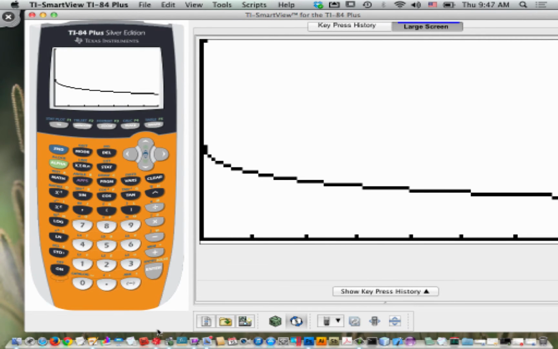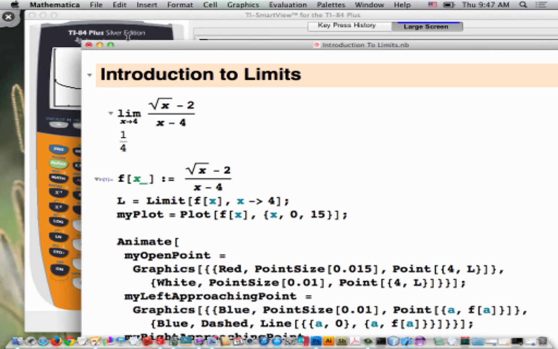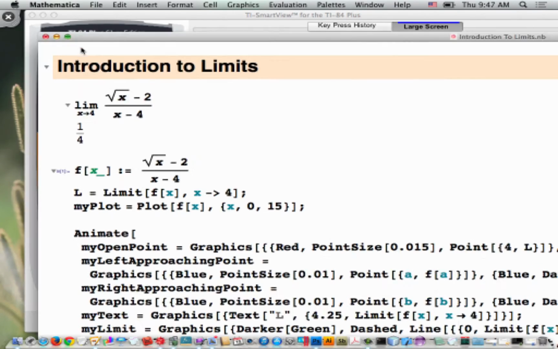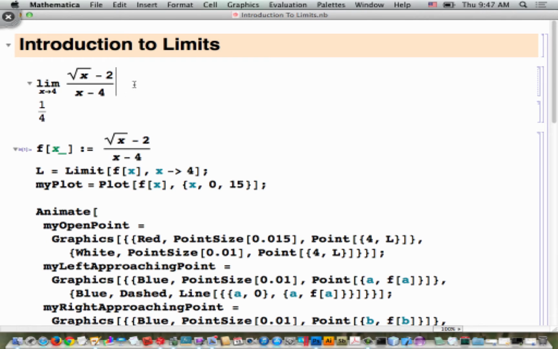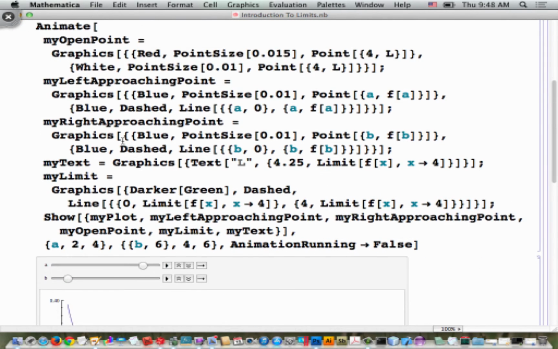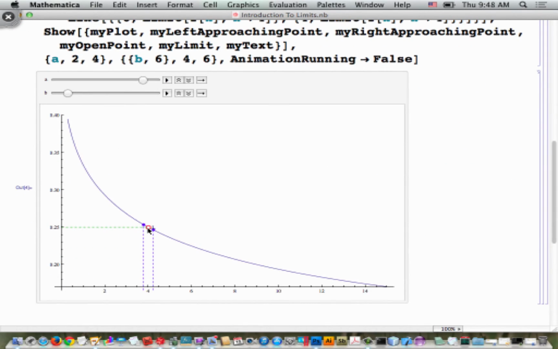Well, the reason why it's 1/4, I'll go back to the graph real quick. What is x approaching? If you said x is approaching 4, you're absolutely correct. But it's about what the function is approaching, the y values. What are the y values approaching? They're approaching 1/4. Look at the graph right here. What is the ordered pair at the open hole here? It's (4, 0.25), which is 1/4.